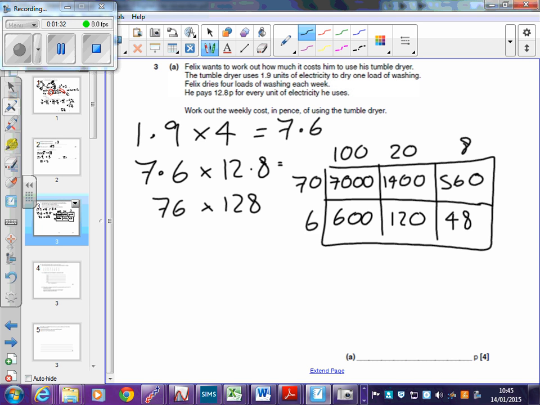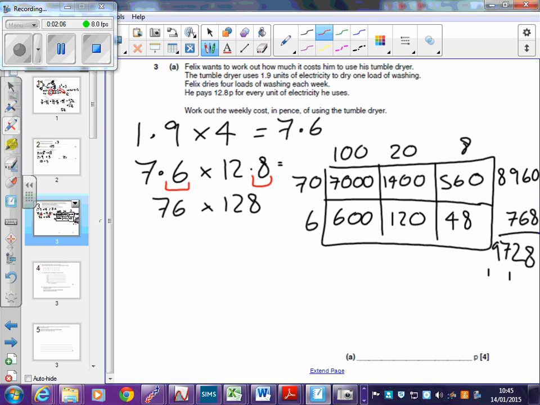Adding up the individual rows, I've got 7,000 plus 1,400 is 8,400, plus 560 is 8,960. Next, 600 plus 120 is 720, add 48 is 768. Add that up, 0 and 8 is 8, 6 and 6 is 12, 9 and 7 is 16, plus 1 is 17, 8 and 1 gives me 9. So I've now got 9,728.